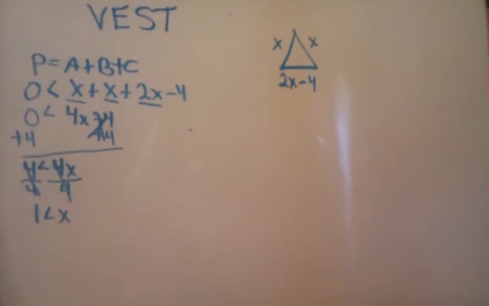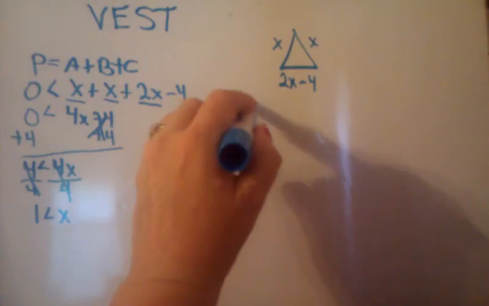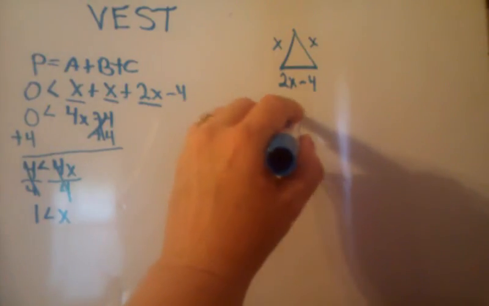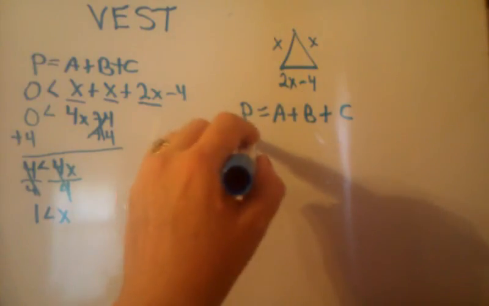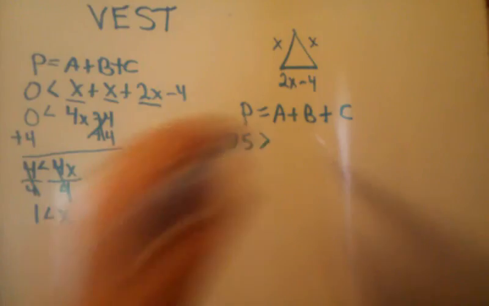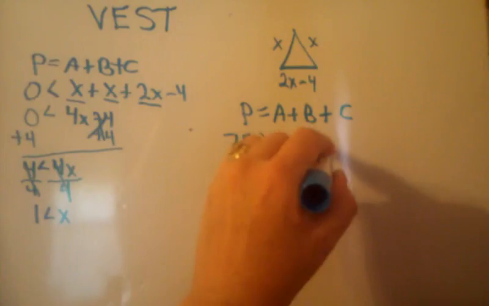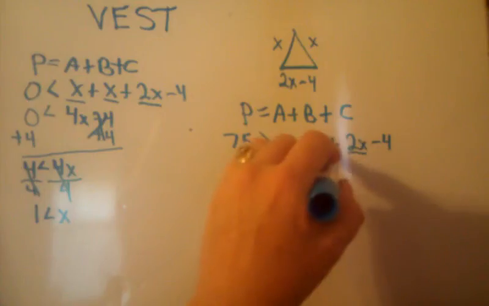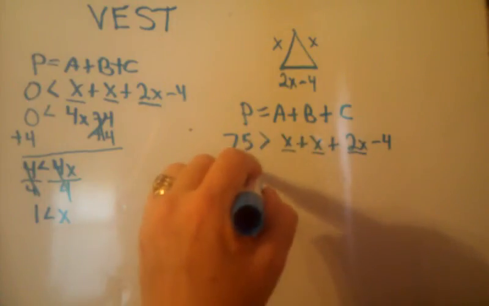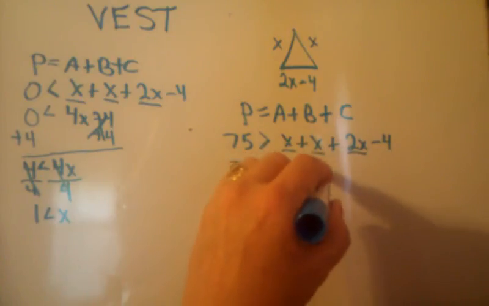It says the largest the perimeter can be is 75 feet. So I'm going to come over here and put 75. I'll rewrite my formula so I don't confuse you. This is the largest it can be, which means the perimeter would have to be smaller than this. So 75 is greater than x plus x plus 2x minus 4. Combine like terms: 75 is greater than 4x minus 4.